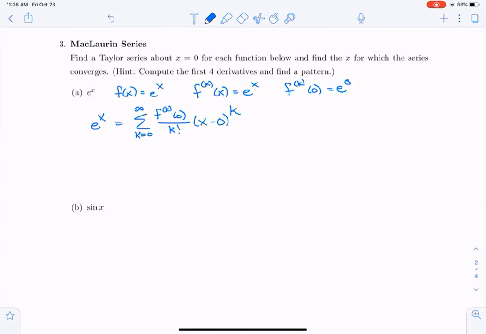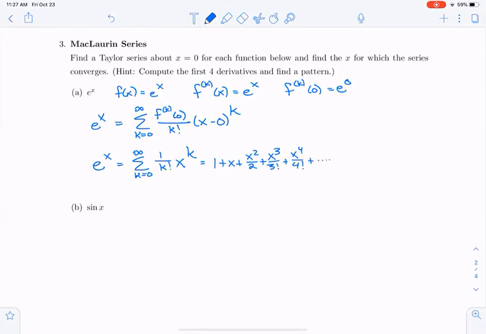So I'm going to write this as e to the x is, well, all the derivatives at 0 are 1. So this is 1 over k factorial x to the k. And so e to the x is actually equal to this series. The series looks like 1 plus x plus x squared over 2 plus x cubed over 3 factorial plus x to the 4th over 4 factorial plus ... Okay, so that is the series that can represent e to the x.